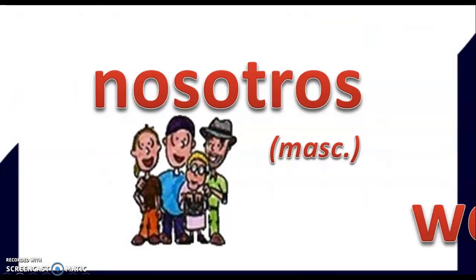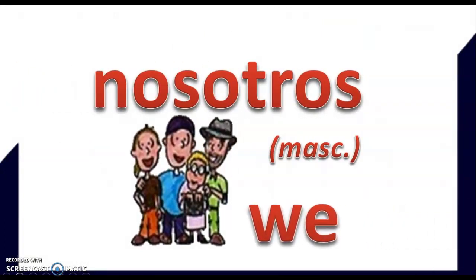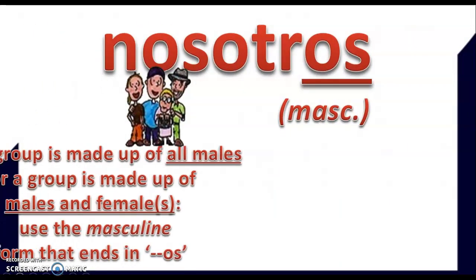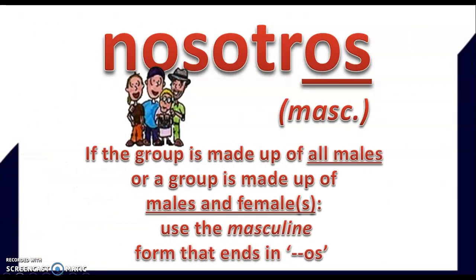Nosotros means we, and there are two forms of this pronoun nosotros. There's a masculine form. You would use the masculine form if the group of people, that is we, is made up of all males, or the group is made up of males and females. That's when you use the masculine form that ends in OS.